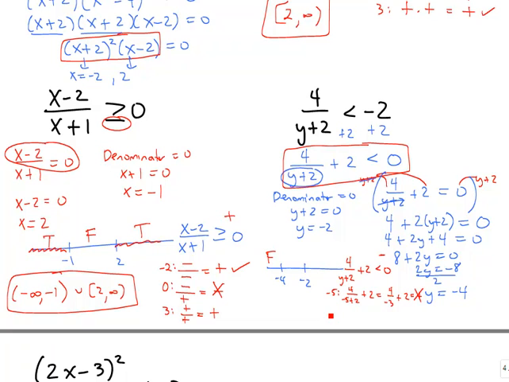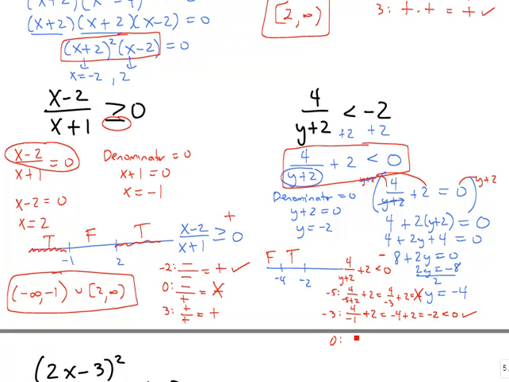If we try -3 between these two to test, then in the denominator, -3 plus 2 is -1. So we get 4 over -1 plus 2. 4 over -1 is -4, and -4 plus 2 is -2. That is less than 0. That is negative. So that's going to work. So this is true. For the last interval, we could test maybe 0.